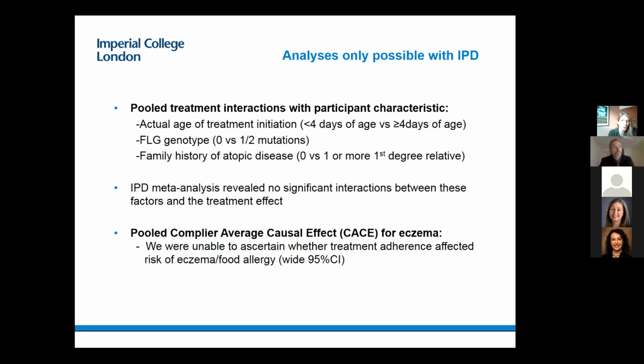So the IPD meant we could compute compliance indicators, applying consistent thresholds across trials that supplied compliance data. Then we could calculate the compliance adjusted effect for various different levels of compliance using validated statistical methods, and then pool. So the CACE analysis preserves the benefit of randomization. Now, the pooled CACE estimates ended up not providing sufficient evidence to determine whether treatment adherence impacted risk of developing eczema or food allergy, because all the pooled CACE estimates had wide confidence intervals, wider than the primary intention to treat analysis. But these 2 types of analyses were not possible in the aggregate data meta-analysis.